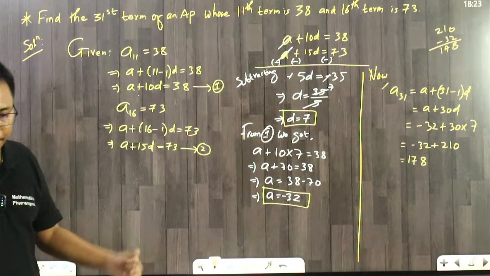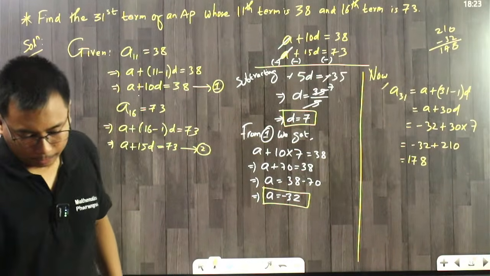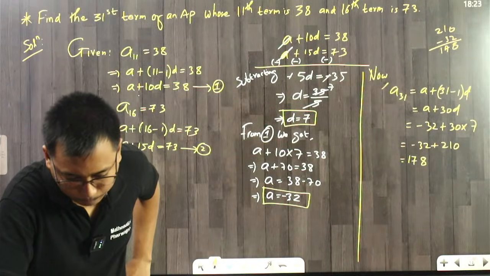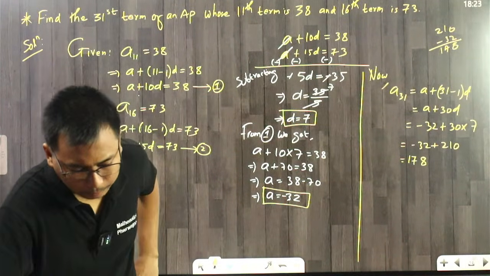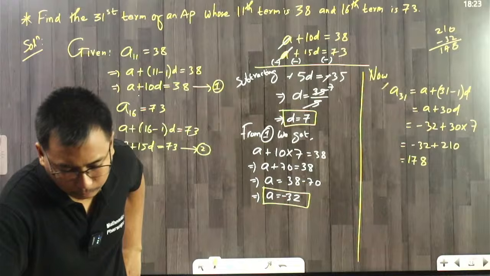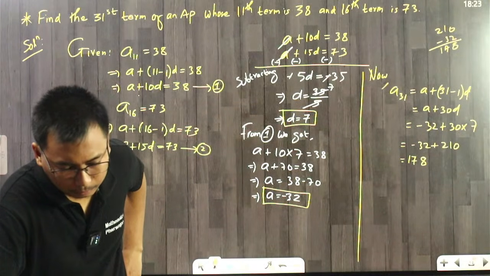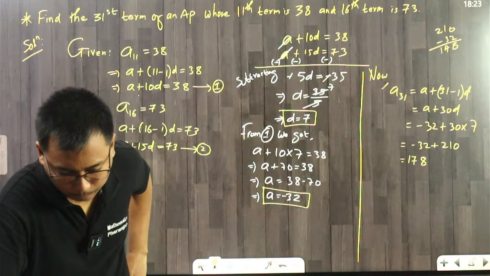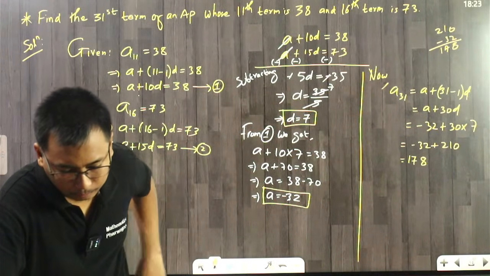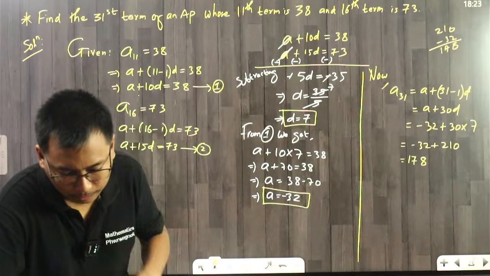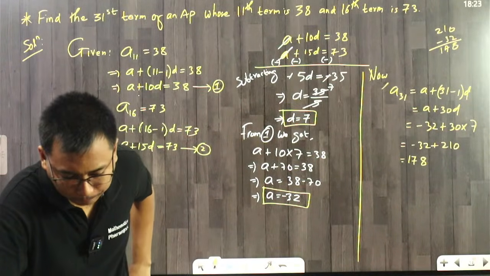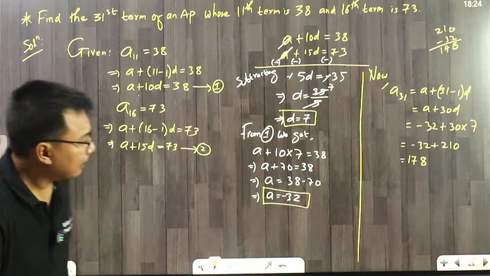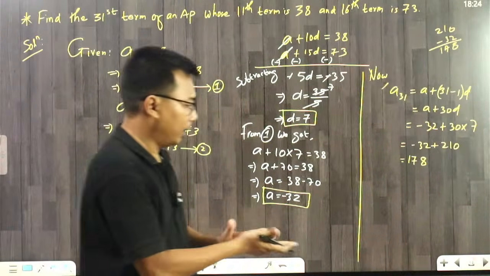Is it clear? If it's clear, type on the chat clear. All right. Varsha clear, Rajiv clear, Elia clear. Raj Alam clear. Okay. Then let's move on.